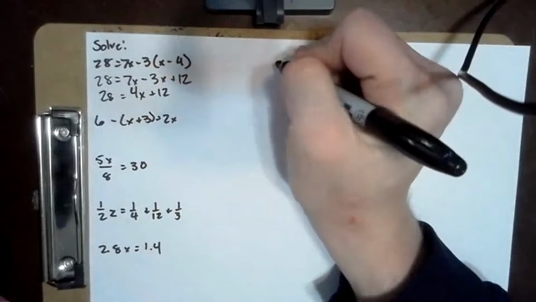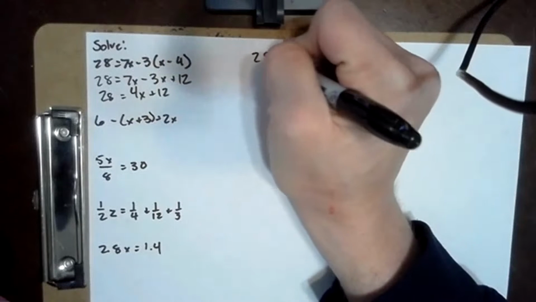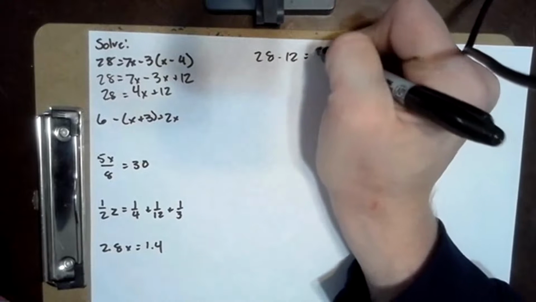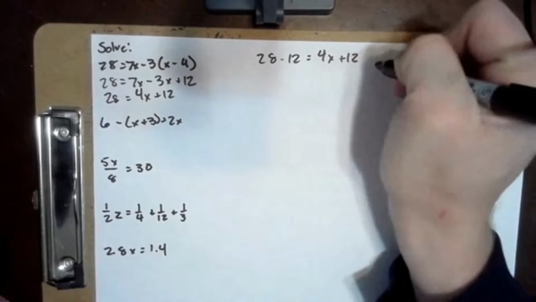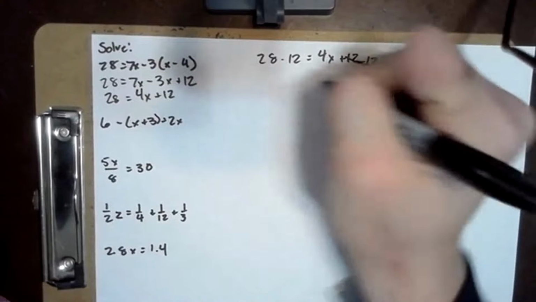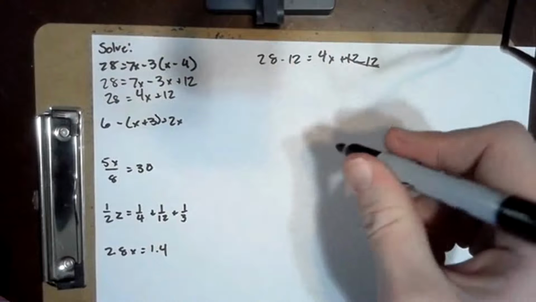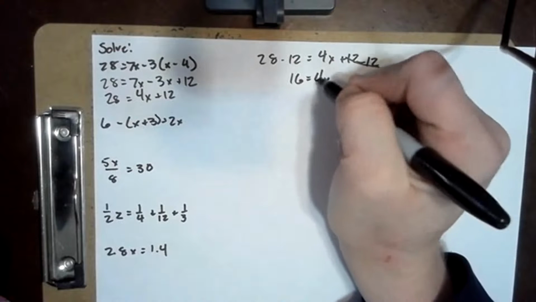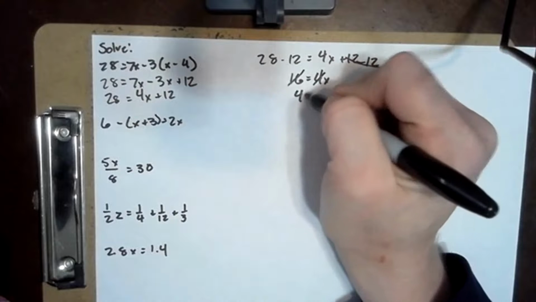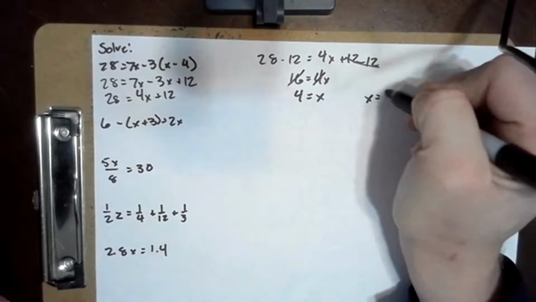Now I will subtract 12 from both sides of the equation. 28 minus 12 equals 4x plus 12 minus 12. That 28 minus 12 is going to be 16 equals 4x. Divide both sides by 4, and I get 4 equals x, or x equals 4.